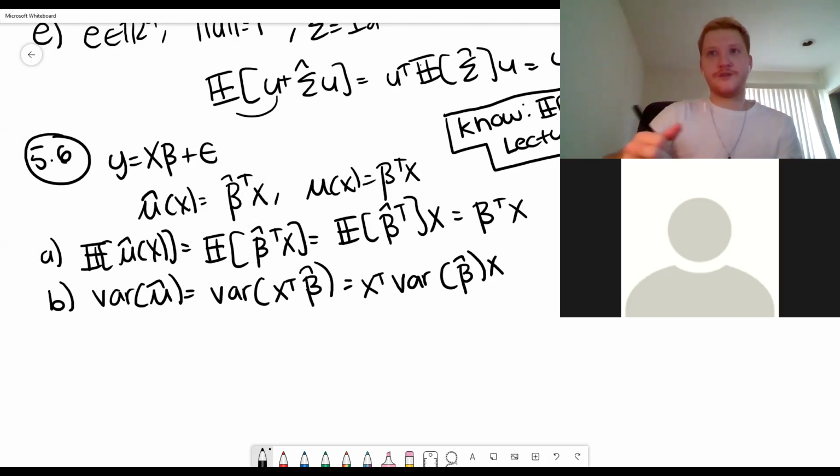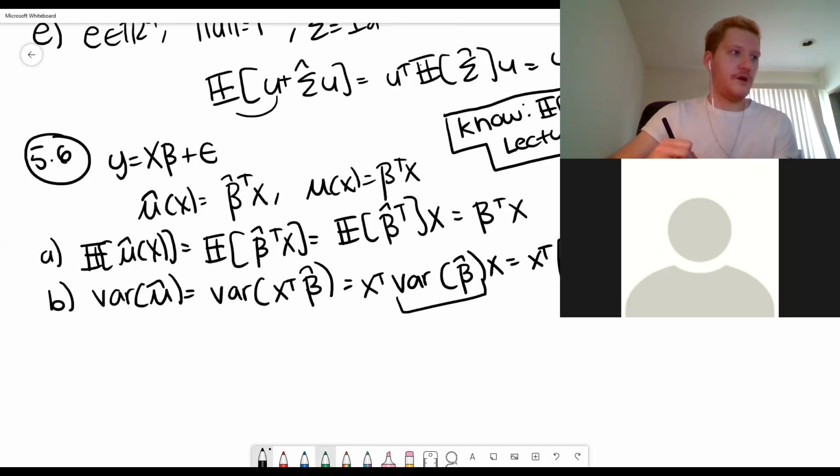That's how we pull out vectors or matrices from a variance. And then the variance of beta hat is also something you should already know. This is in the lecture notes. The variance of beta hat is equal to sigma squared (X transpose X) inverse. This is a little bit confusing.